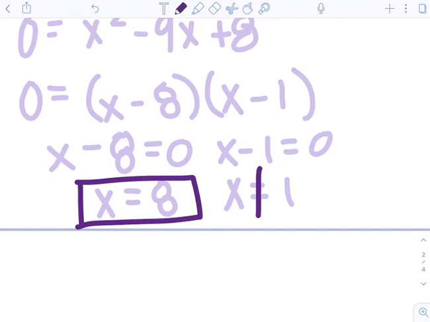Okay, that's it for solving radical equations. It's a pretty quick process. And now we're going to move on to solving quadratics. So I want you to open your other set of notes and then start following along with me here.